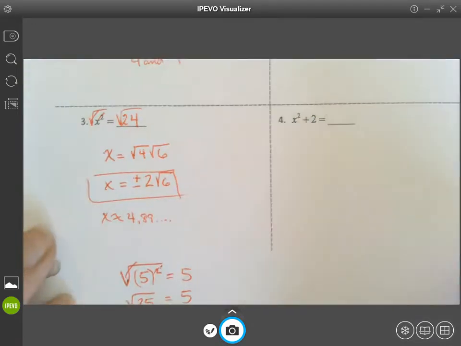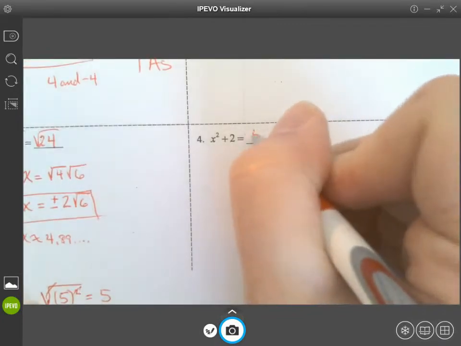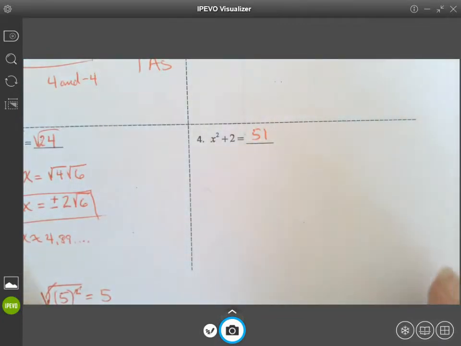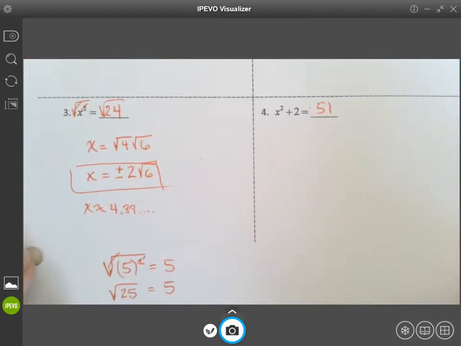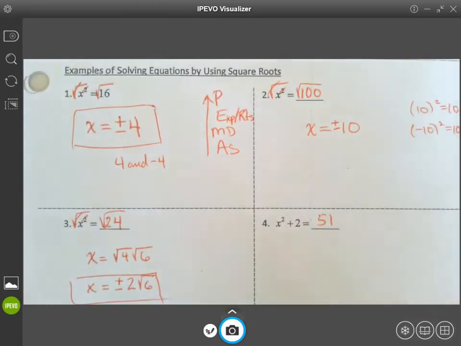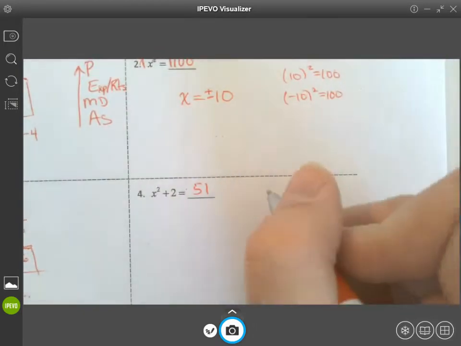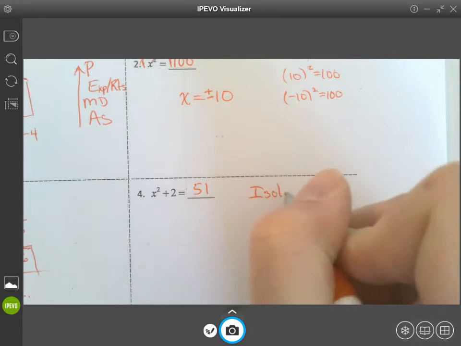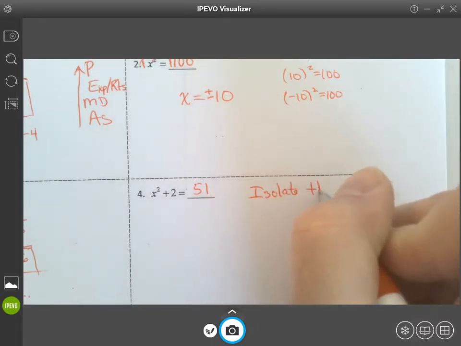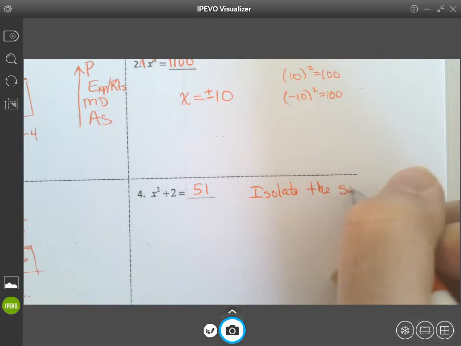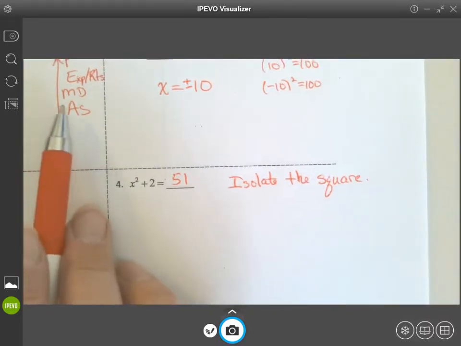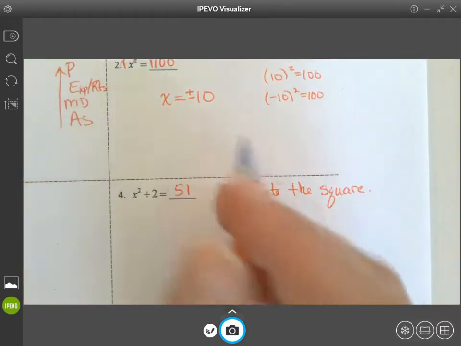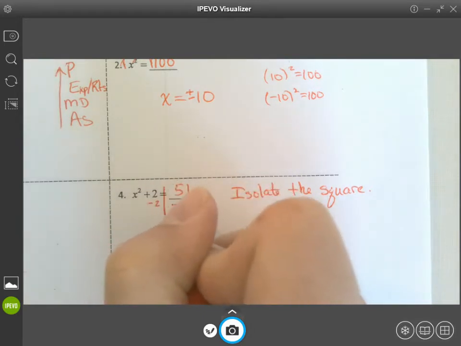All right, now there is something different about the next one. Do you see it? What's different between these two? Well, between these four. There's a plus 2. It's not isolated. So your first step is to isolate the square. So it's pretty much just like getting the term by itself. So I would get rid of any addition or subtraction first, then multiplication, division, then get to my exponents. So I'm going to subtract 2, cross the line, change the sign.